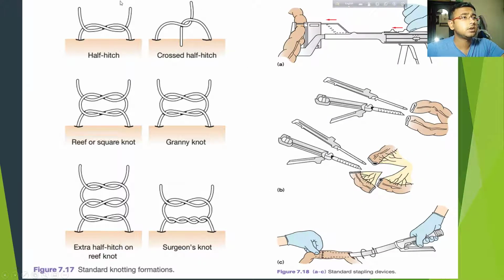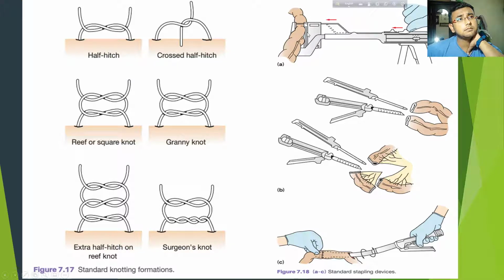So there are some knotting styles. I already showed you this knotting style: we have the reef knot or square knot, the surgeon's knot that we used, and also the granny knot. And you can see some staplers. These are the GI staplers, gastrointestinal stapling devices, which are used for side to side anastomosis or end anastomosis.